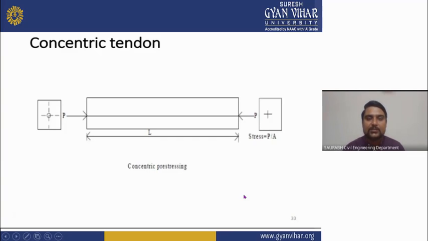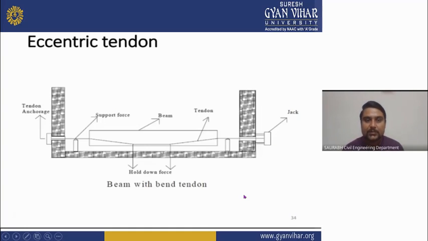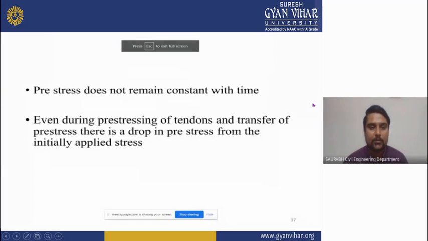Now you can see that is a concentric tendon, and there is also concentric prestressing. This is an eccentric tendon. As you can see in this image, there is a beam with a bonded tendon, and it is held by the prestressing force. Now comes the losses of prestressed concrete.